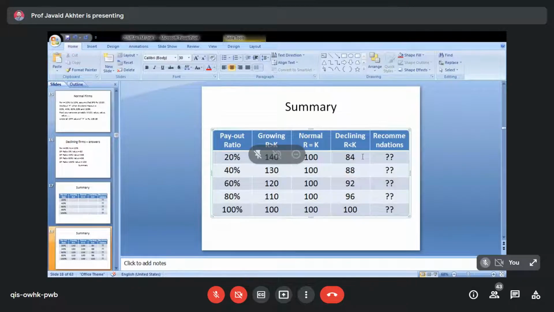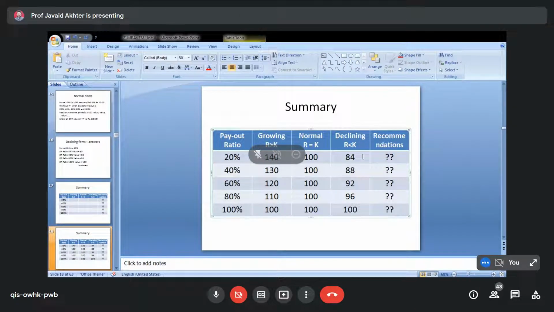Okay, what is the reason for your expectation for the company to pay you 100%? Sir, the company is generating less than the desired return, so we can reinvest. The company can pay out dividend and the investor can reinvest somewhere else. Okay. Any other logic, any other answer?